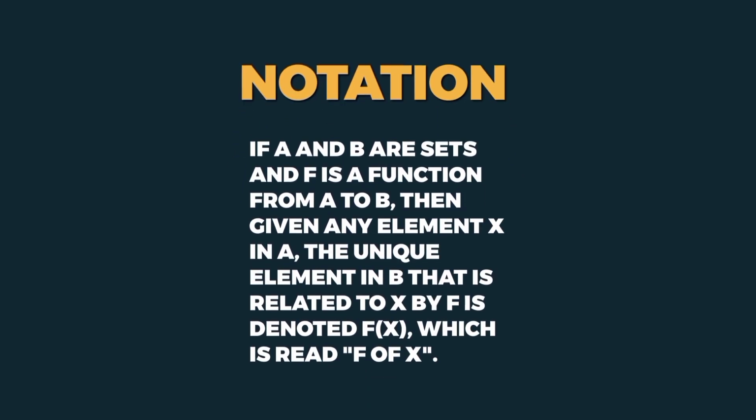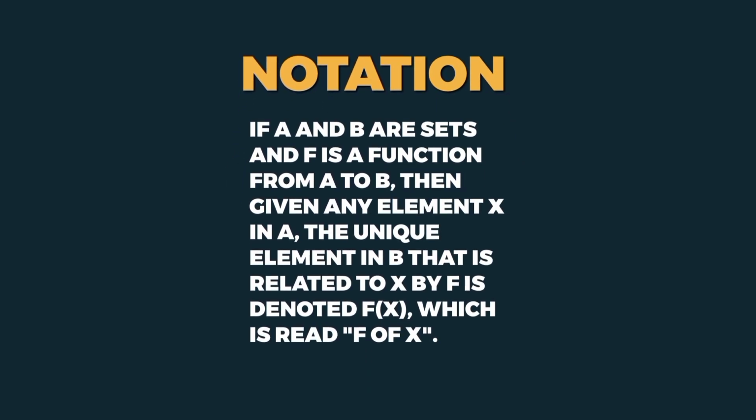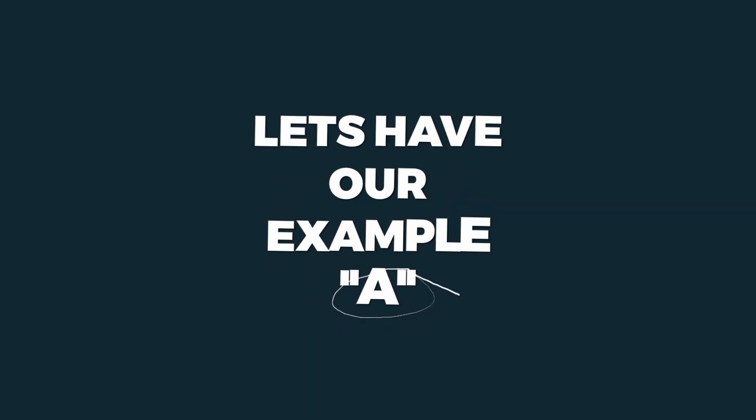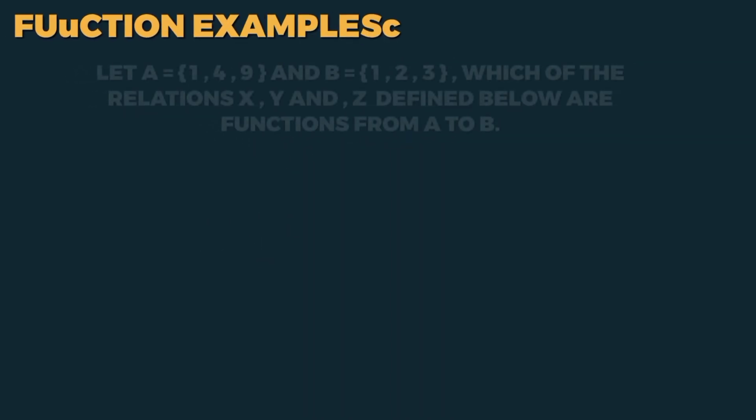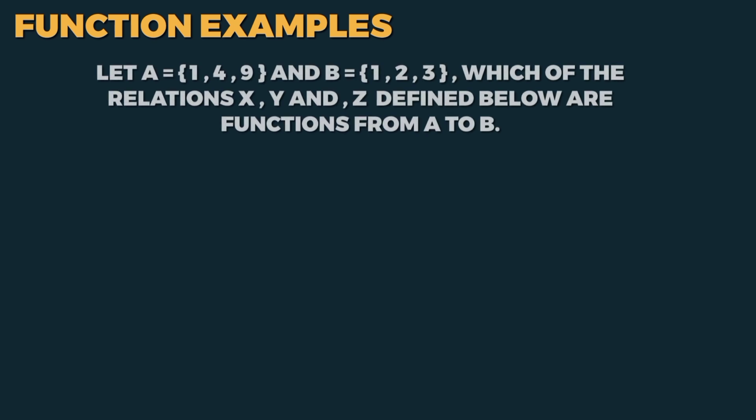Next, let's define notation. If A and B are sets and F is a function from A to B, then, given any element x in A, the unique element in B that is related to x by F is denoted F(x), which is read "f of x." Let's have our example A. Let A equal the set {1, 4, 9} and B equal {1, 2, 3}.